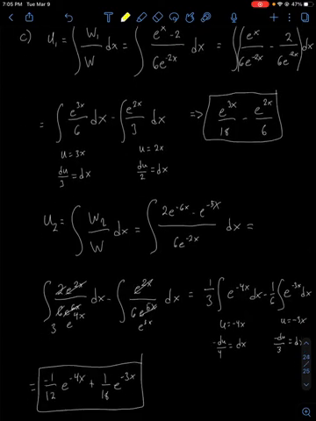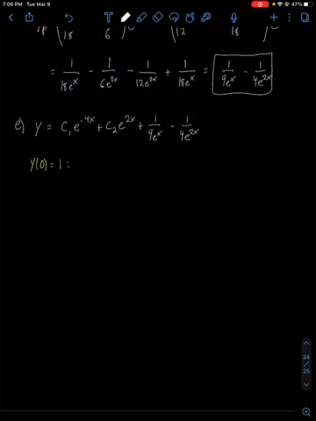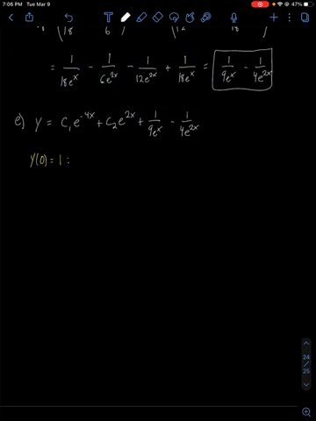I'm going to go ahead and rewrite them down here. So y of 0 equals 0. No, I'm sorry, that's y of 0 equals 1. So we set y equal to 1, and then we have c1 times e to the negative 4 times 0, which is just c1, plus c2, plus 1 over 9, minus 1 over 4.